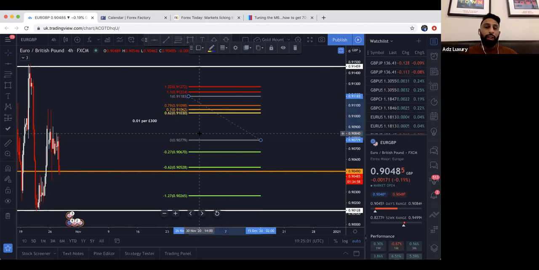I use fibs every single day, and they are very, very helpful, especially on GBP pairs. So if you are trading GBP pairs, fibs really are very helpful.